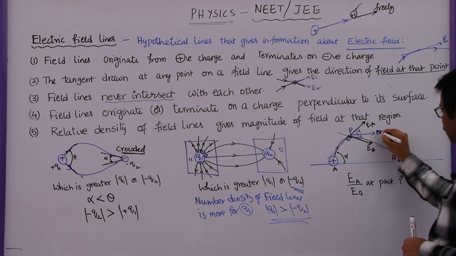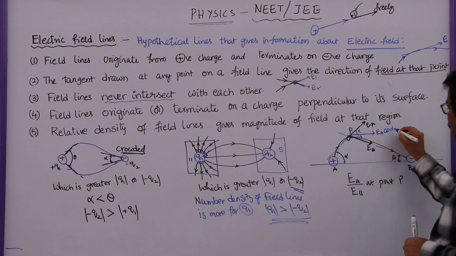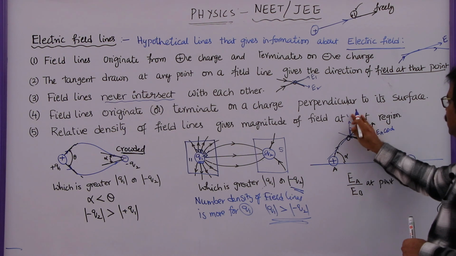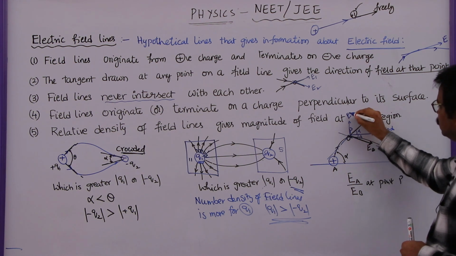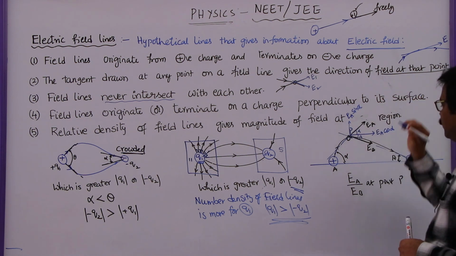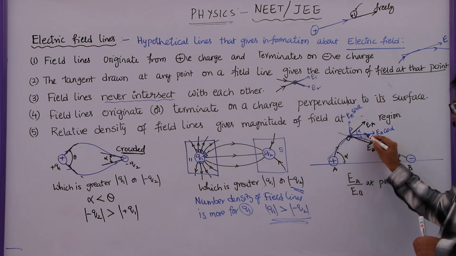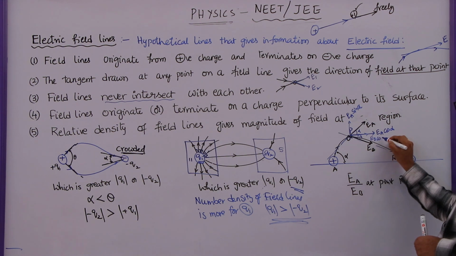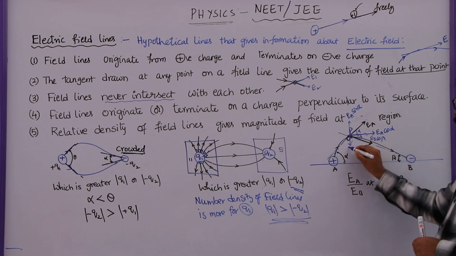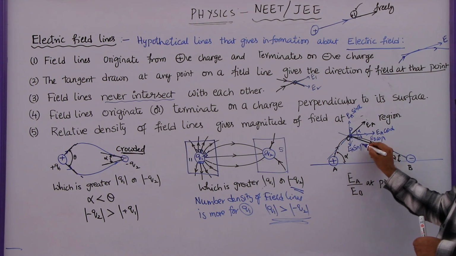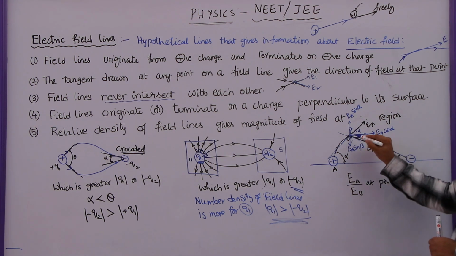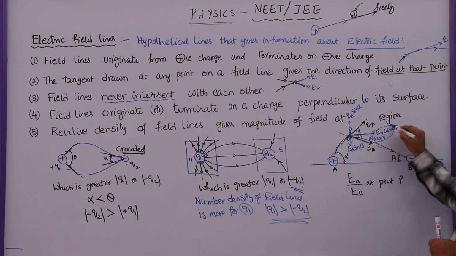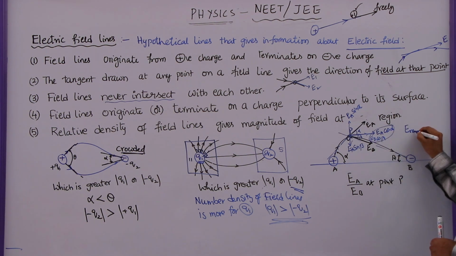Now this is EA cos alpha, this will be EA sin alpha. Similarly, EB can be written as this is EB cos beta, this is EB sin beta. So in this, the net electric field at this point is the sum of these two. That is E net at point P is equal to EA cos alpha plus EB cos beta. This is the net electric field at point P.